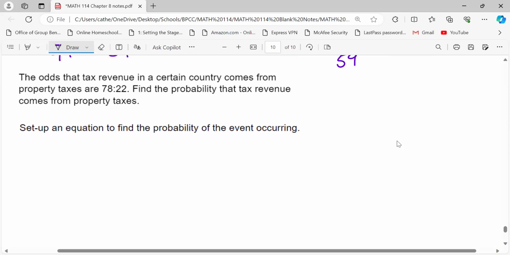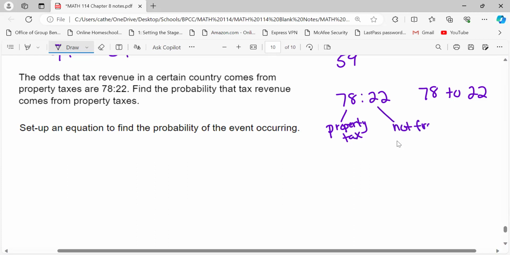The odds that tax revenue in a certain country comes from property taxes are 78 to 22. Find the probability that tax revenue comes from property tax. This is just different notation. It's the same as this. Sometimes they do the two little dots. So the odds that tax revenue comes from property tax, 78 come from property tax, and 22 are not from property tax.